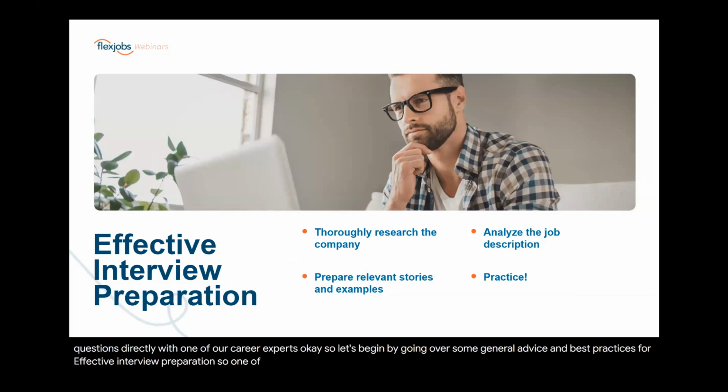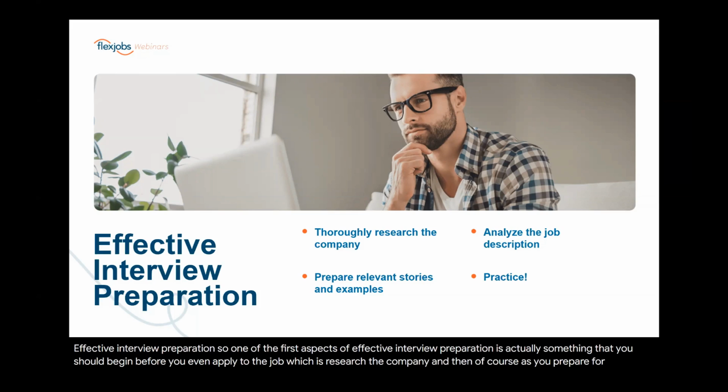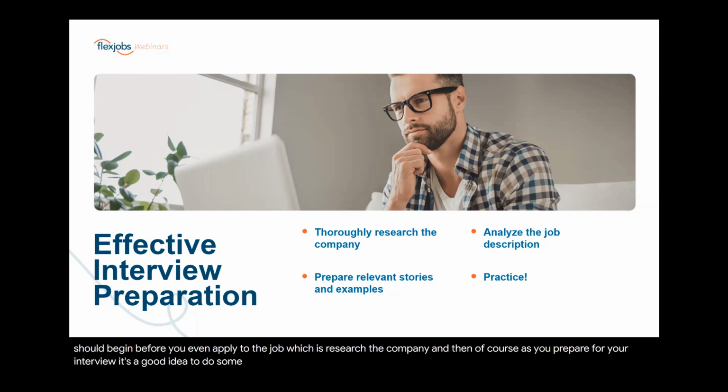So one of the first aspects of effective interview preparation is actually something that you should begin before you even apply to the job, which is research the company. And then, of course, as you prepare for your interview, it's a good idea to do some additional research to kind of refresh your memory.